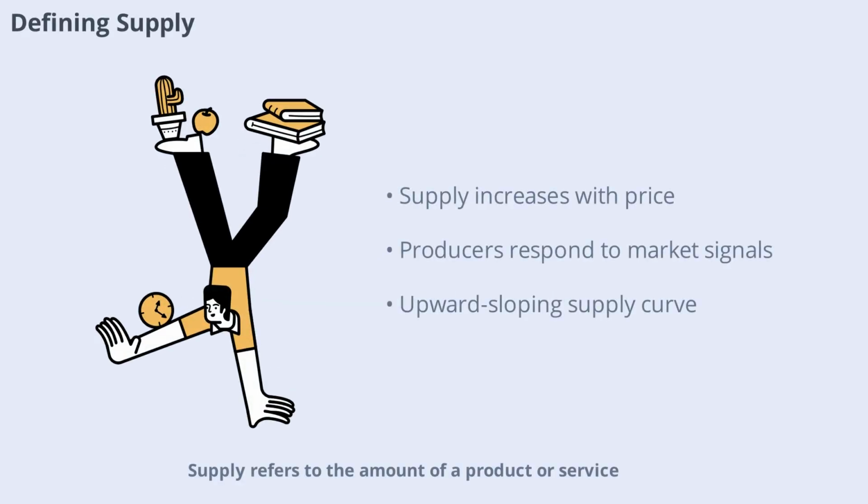Supply refers to the amount of a product or service that producers are willing and able to offer at various prices. As prices rise, suppliers are generally more motivated to produce and sell more, hoping to maximize profits. Conversely, lower prices may discourage production. The supply curve typically slopes upward, reflecting this relationship.